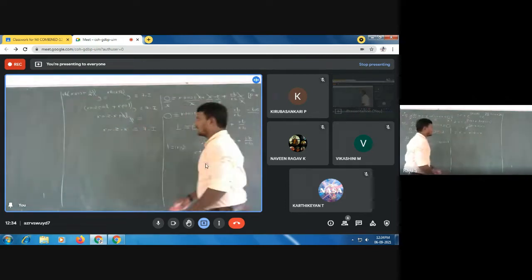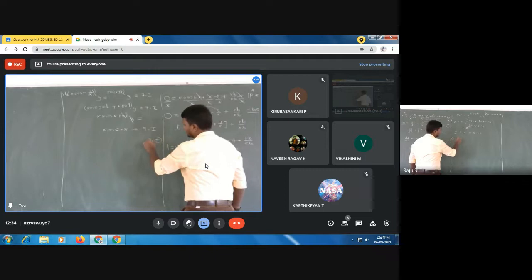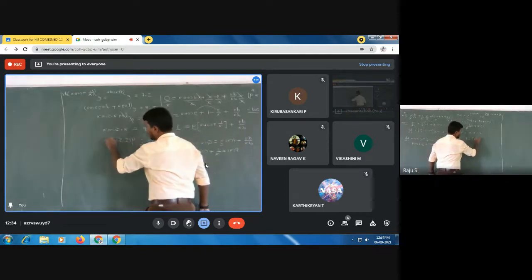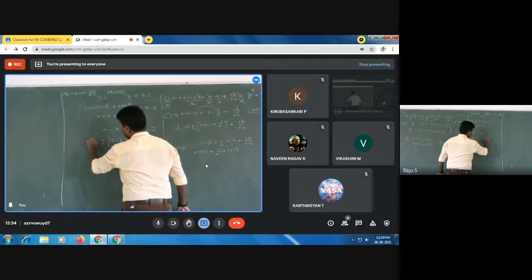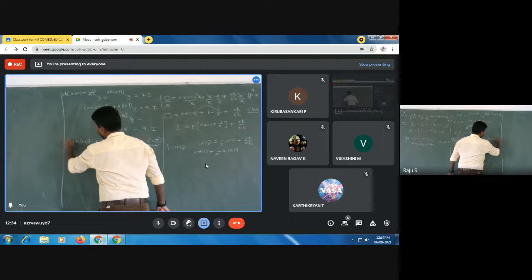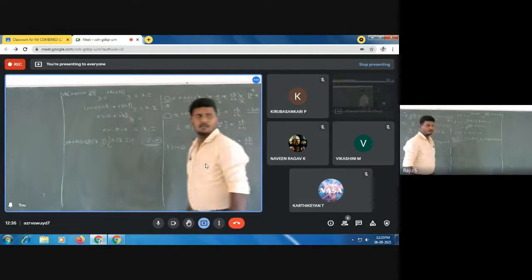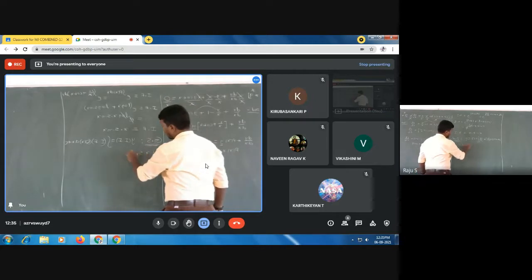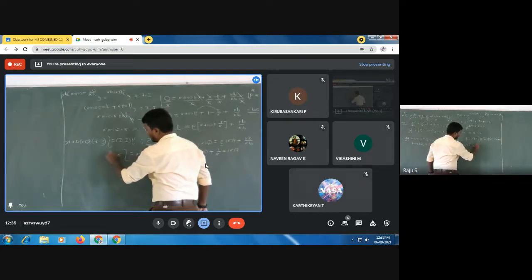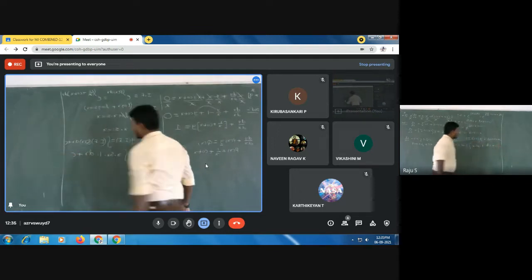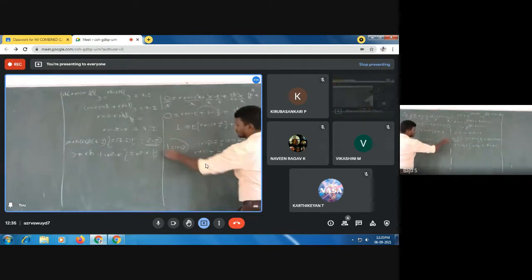Okay, we got integrating factor, the general solution. What is the general solution? Y into integrating factor is equal to integral of integrating factor into q of x into dx plus c. That's all. Now substitute integrating factor: y x sin x is equal to integral x sin x into 1 into dx plus c. Q of x value is clearly 1.